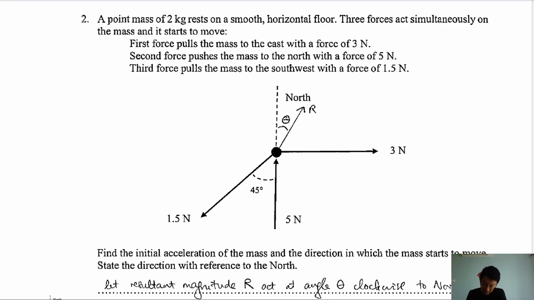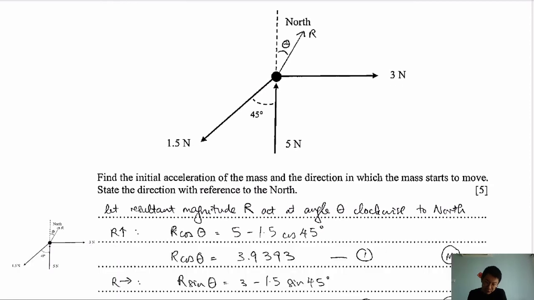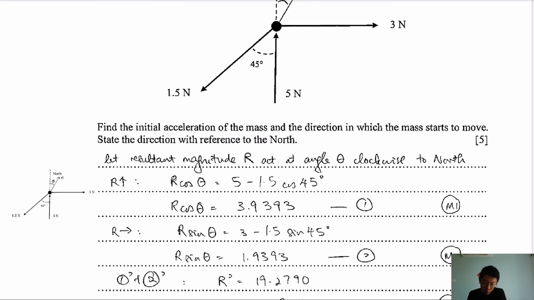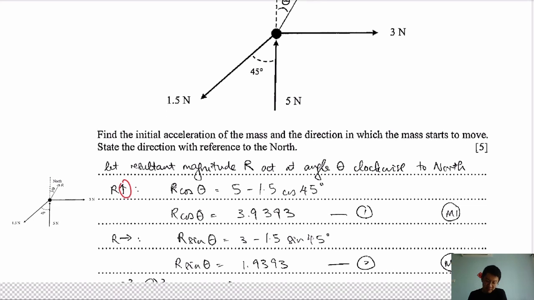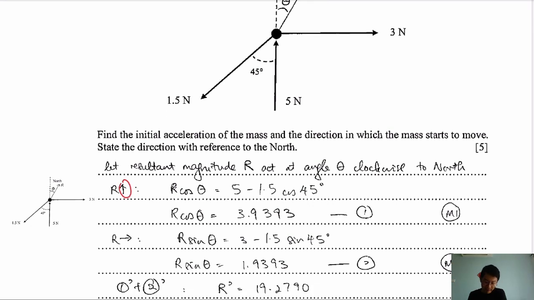How do we do that? We assume that we have the magnitude R, and the direction is given by theta, which is theta degrees to the north. For the components of this resultant force, the vertical component is given by R cos theta, because theta is measured to the north. So R cos theta gives us the vertical component of this resultant force.